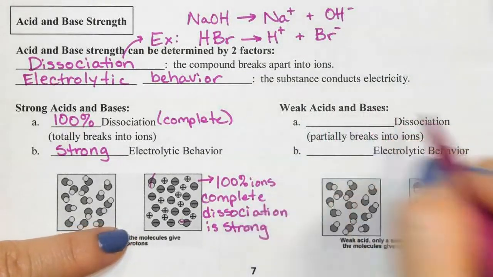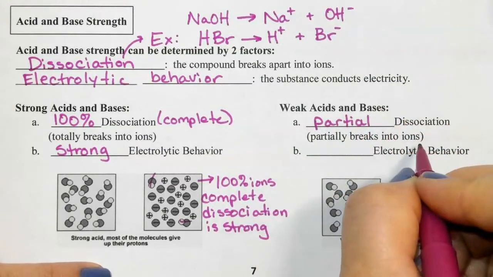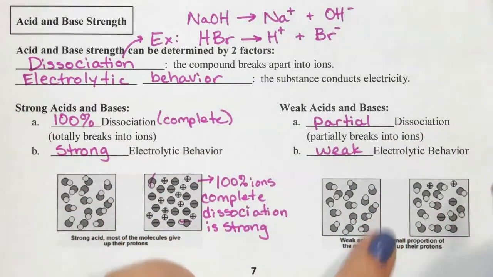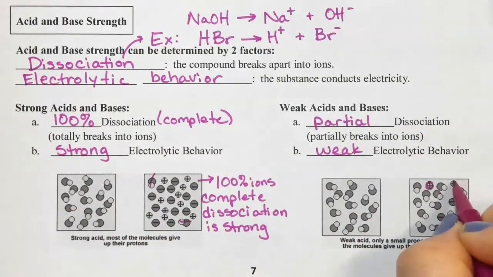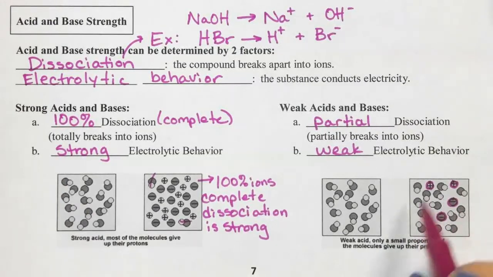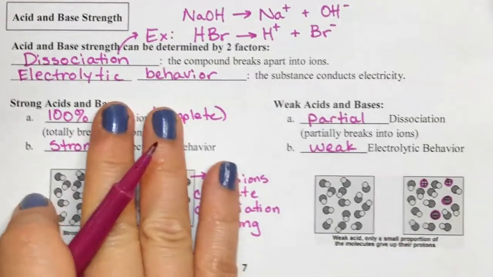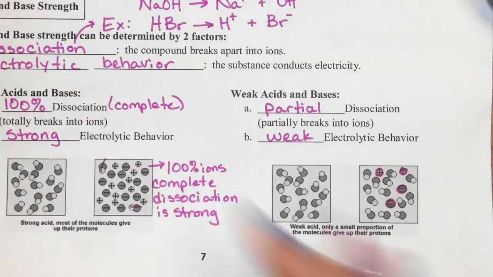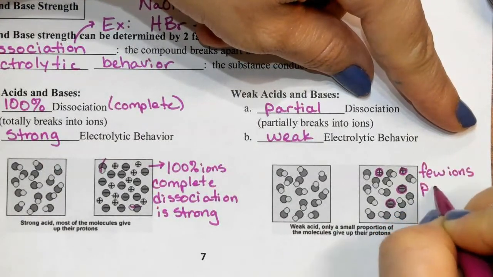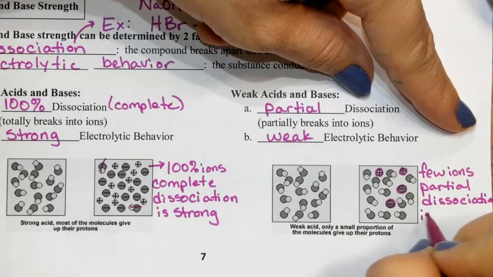As opposed to weak acids and bases, which have a partial dissociation. So it partially breaks into ions, and it's going to have weak electrolytic behavior. So over here, you can see we only have 1, 2, 3, 4 total ions in this solution, and that means that this is going to be weak. It's only got a partial dissociation. So we have few ions, partial dissociation, which is going to be weak.